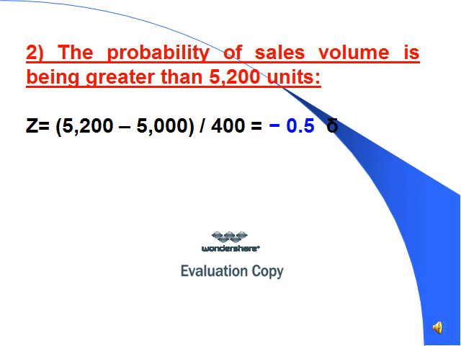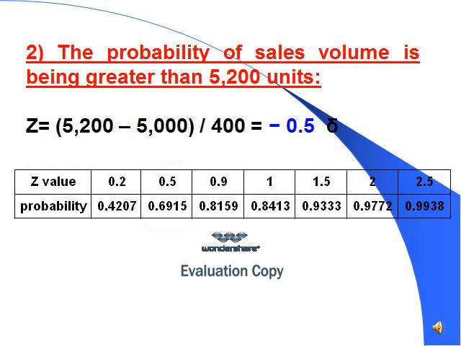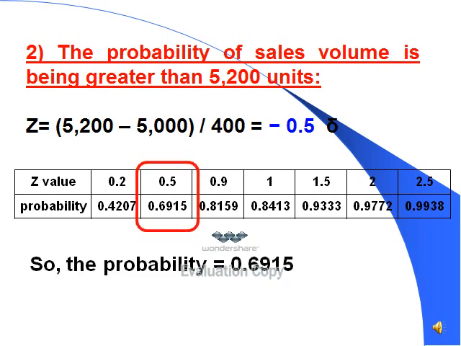Required number 2. What is the probability of sales volume being greater than 5,200 units? Here x equals 5,200 units, mean equals 5,000, and sigma equals 400. So z equals (5,200 minus 5,000) divided by 400, which equals 0.5 sigma. From the table, at z equal 0.5, the probability is 0.6915.